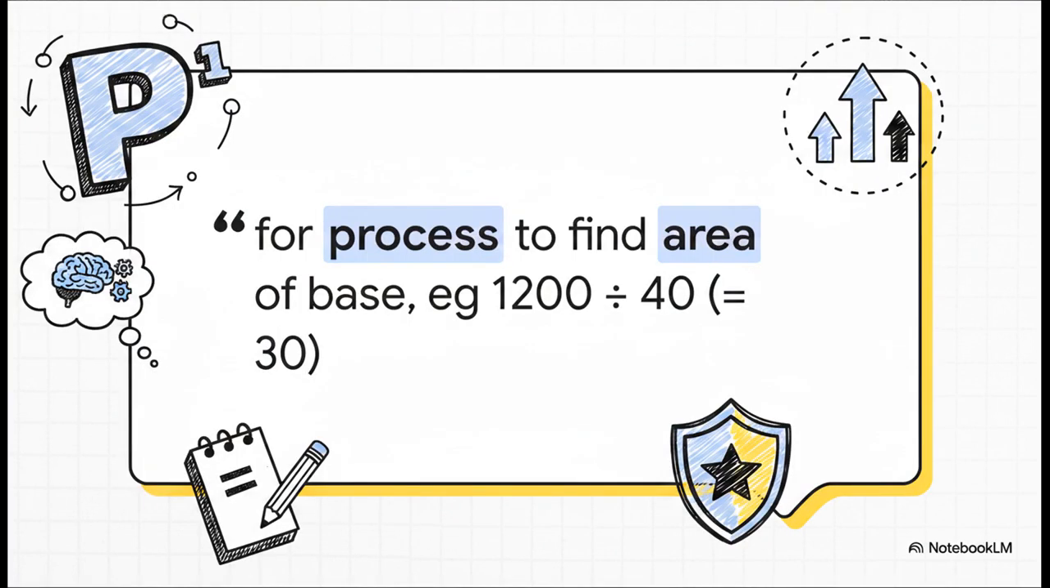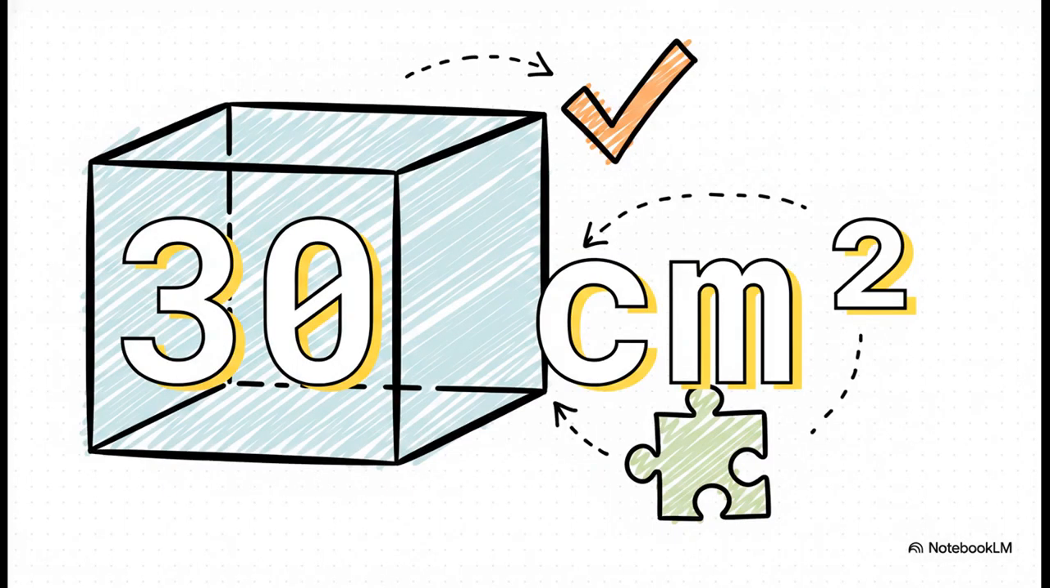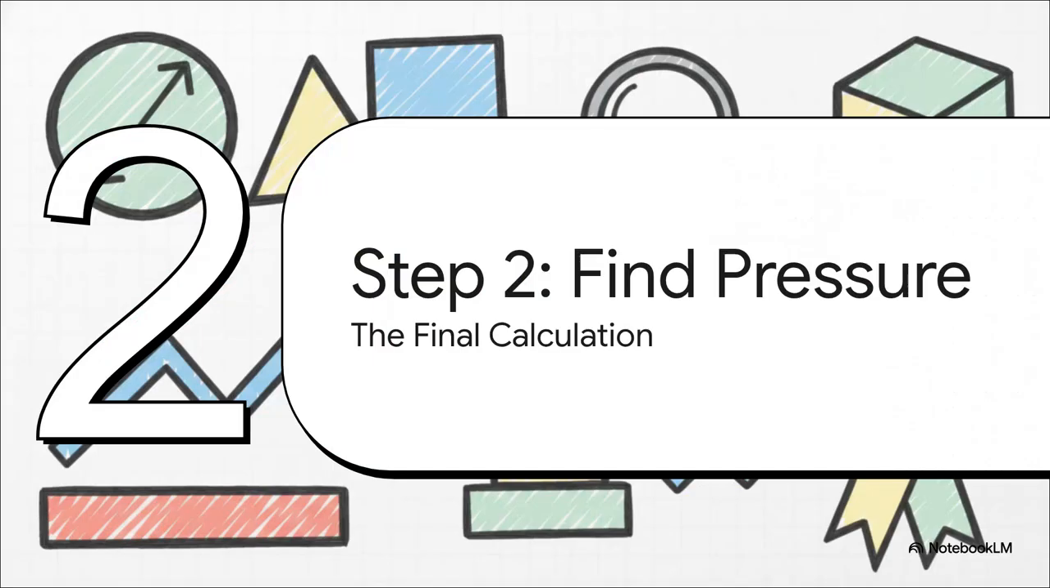Now pay attention here, because this is the really cool part. This quote is taken word for word from the official mark scheme. This shows that just for writing down 1,200 divided by 40, you get what's called a P1 mark, a process mark. You've shown the examiner you know the right way to start. And what does that give us? Well, 1,200 divided by 40 is 30. So the area of the base is 30 square centimeters. Boom! We've got our first mark in the bag, and we found that missing puzzle piece.